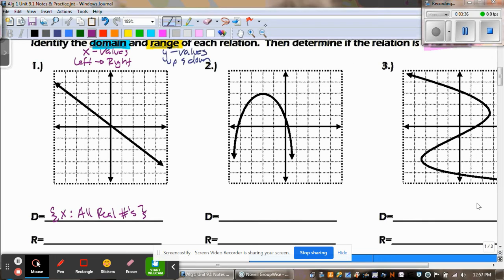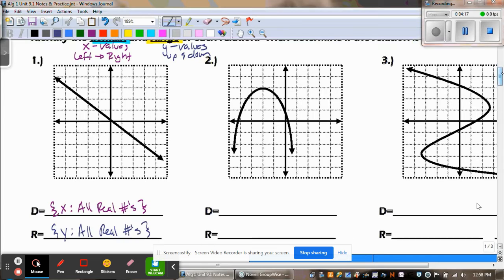Now, look at the range. The range is the up and down, the y values. Even though it looks like it stops at 4, remember what we just talked about. It keeps going in both directions. If it keeps going, I'm not sure where it stops. The arrows mean that it keeps going. So we would say that the y is also all real numbers.